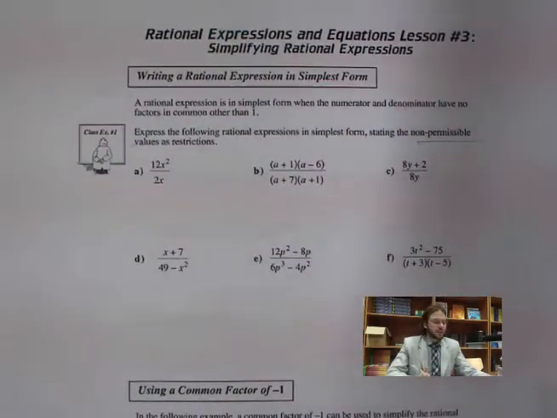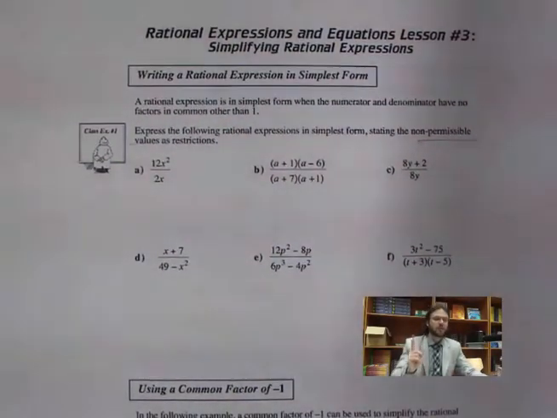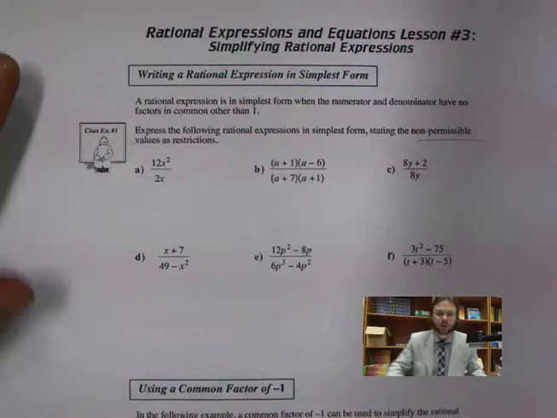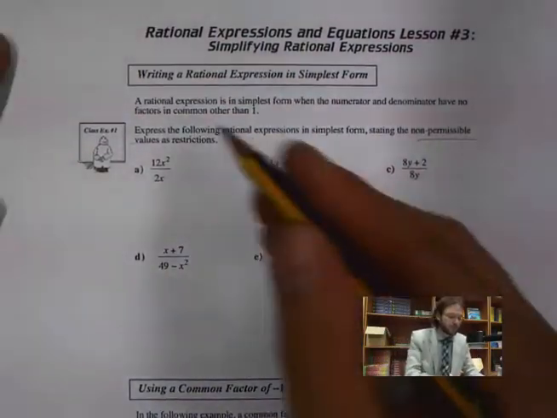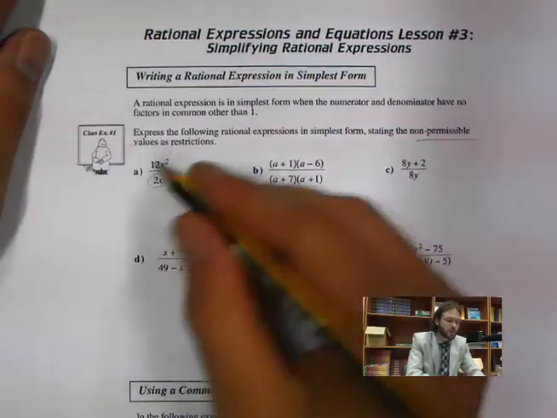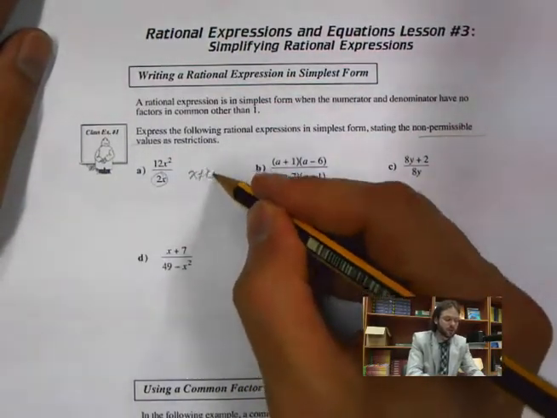So let's take out the factors and so on, but the first thing we must always do is find the non-permissible value. That's step one. Always state the non-permissible value first, okay? Because there could be a restriction. If I look at this, I can't have x as 0, right? So x cannot equal 0.